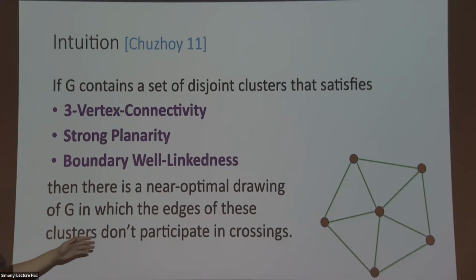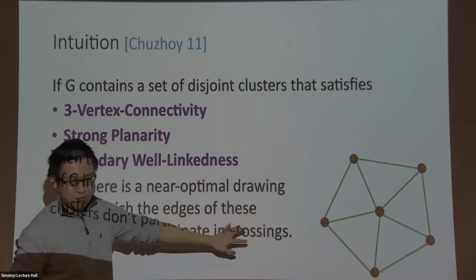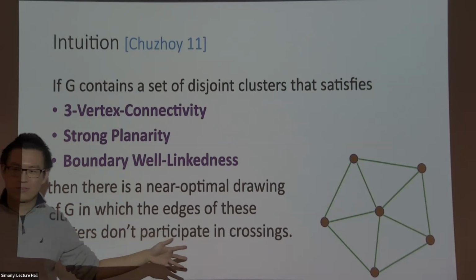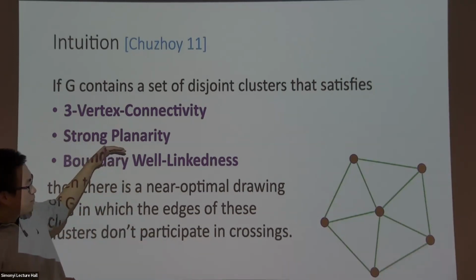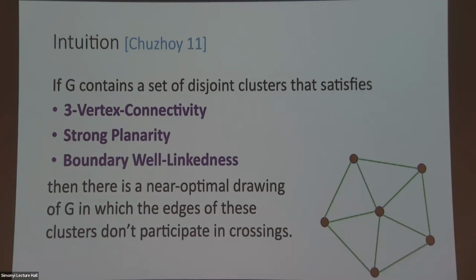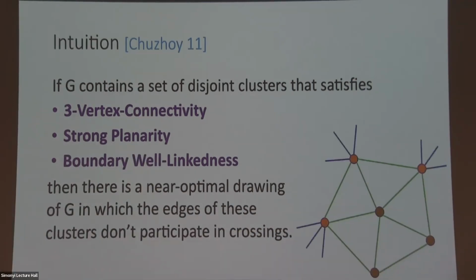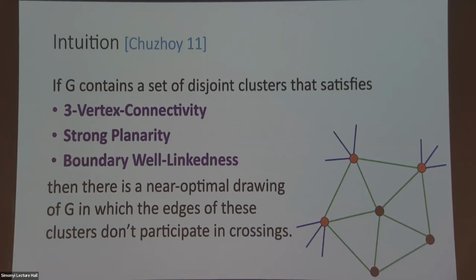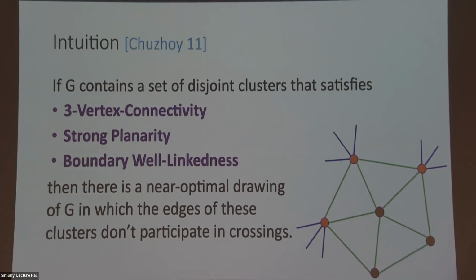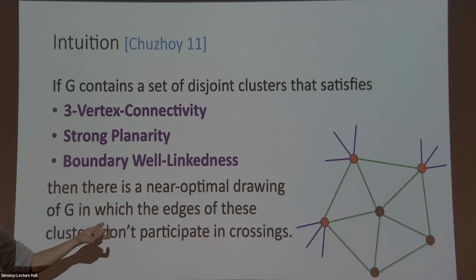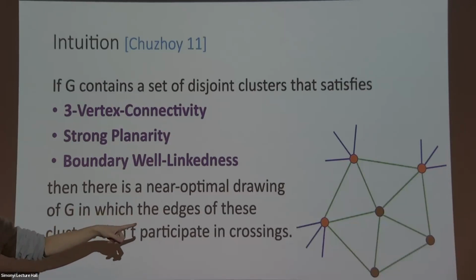Then there is strong planarity. Strong planarity means the cluster is a planar one, and as it is a three vertex connected planar one, it has a unique planar join. The strong planarity requires that in this unique planar join, there are some vertices that connect to the remaining graph. Recall that G contains a lot of clusters. This cluster does not form all of G. There are other edges. The vertices in this cluster that are the endpoints of these other edges, the blue edges, are called boundary vertices of this cluster.